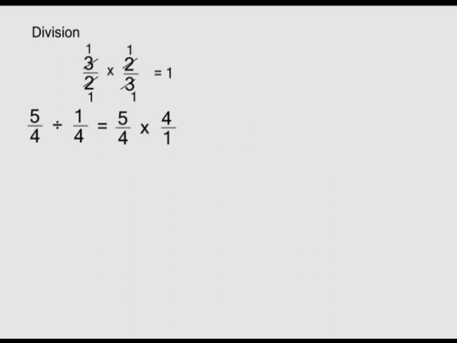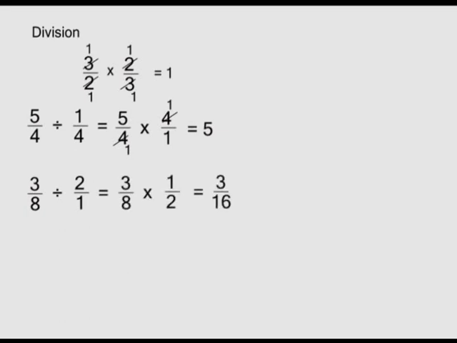Or you could have taken the shortcut and cancelled out 4. Notice we are changing the divisor and not the dividend. 3 over 8 divided by 2. Make 2 a fraction, that's 2 over 1. Its reciprocal is 1 over 2. So 3 over 8 times 1 over 2 gives us 3 over 16.